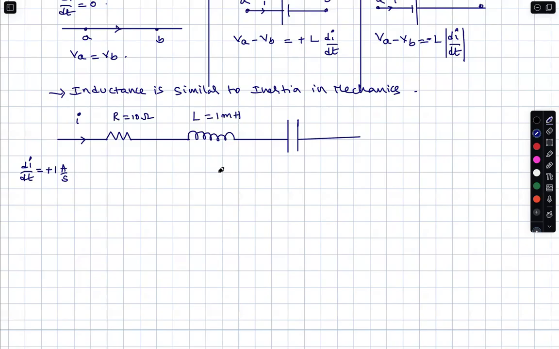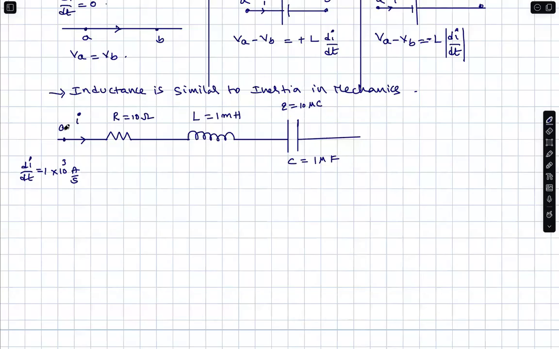Now, 1 minute. It is very high actually. I should write 1 into 10 power 3 ampere per second. And at that instant, charge is 10 microcoulomb and the capacitance is 1 microfarad. Now, what is the potential drop across the arrangement AB? Now, you will call this B, and you will call this C. I have given all the data. At that instant, I is 1 amp. That's what is given.